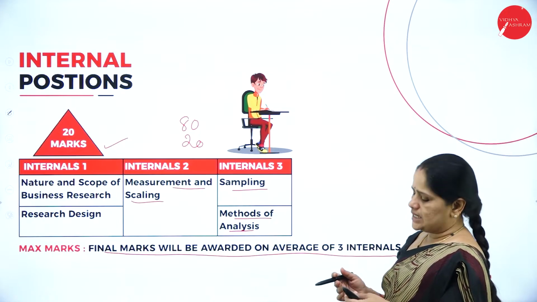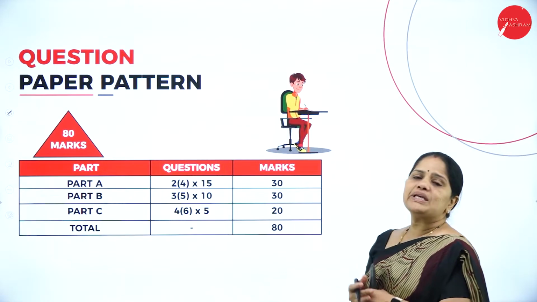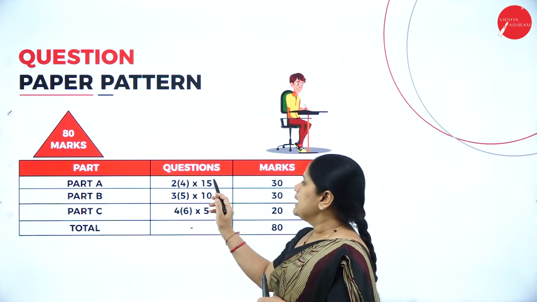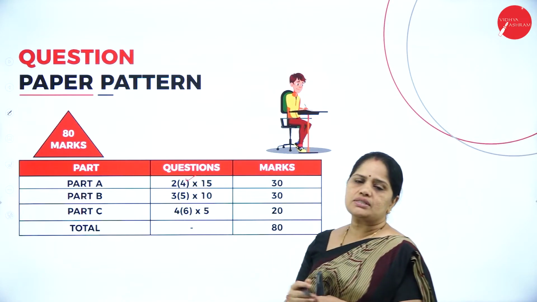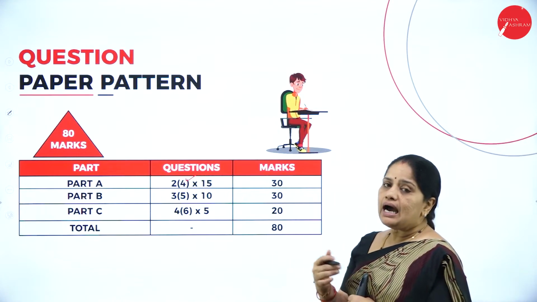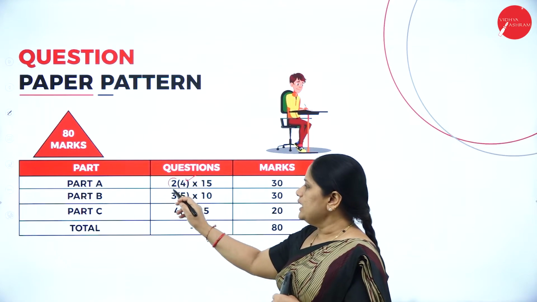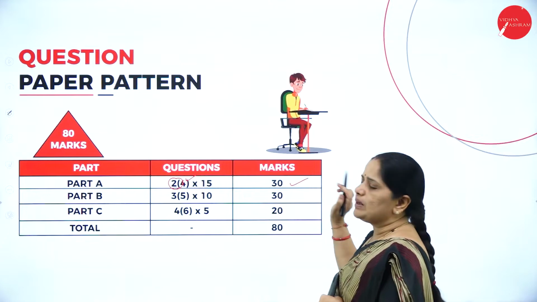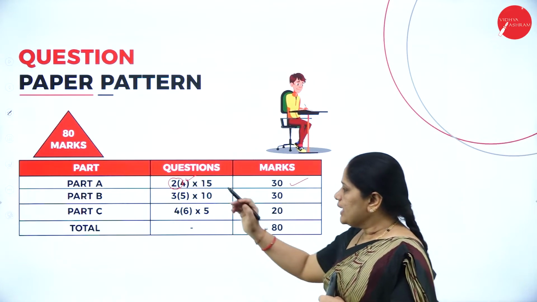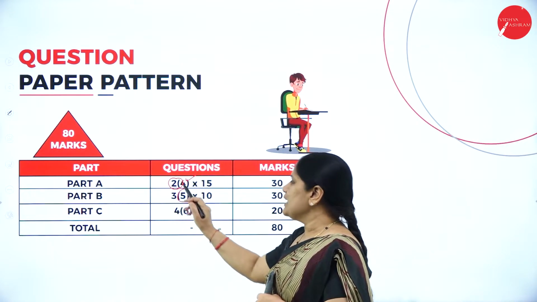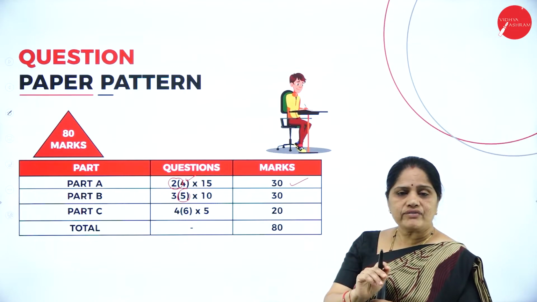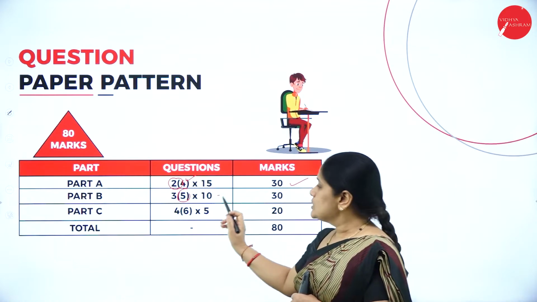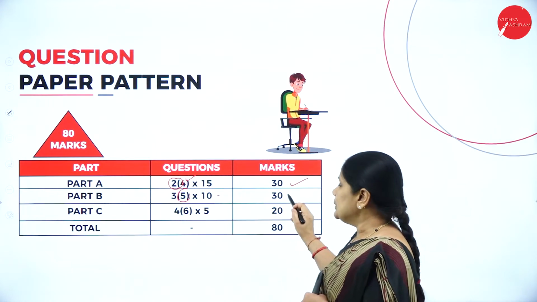Then, next, what will be the question paper pattern. Usually part A comprises 4 questions. Out of that, you will have to answer only 2 questions for 15 marks each. So total marks will be 30. Then in part B, there will be 5 questions. Out of 5, you have to answer only 3 questions, and this is for 10 marks. So 10 into 3 comes up to 30.